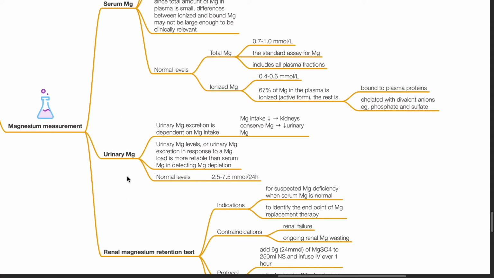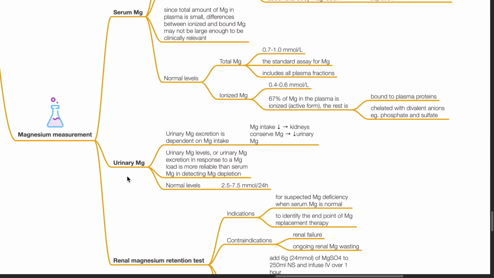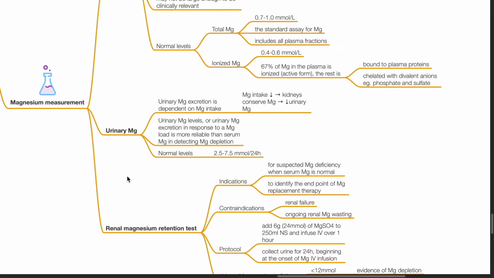Urinary magnesium. Urinary magnesium excretion is dependent on magnesium intake. When magnesium intake reduces, kidneys conserve magnesium and there is reduced urinary magnesium. Urinary magnesium levels, or urinary magnesium excretion in response to a magnesium load, is more reliable than serum magnesium levels in detecting magnesium depletion. Normal levels of urinary magnesium are 2.5 to 7.5 millimoles over 24 hours.